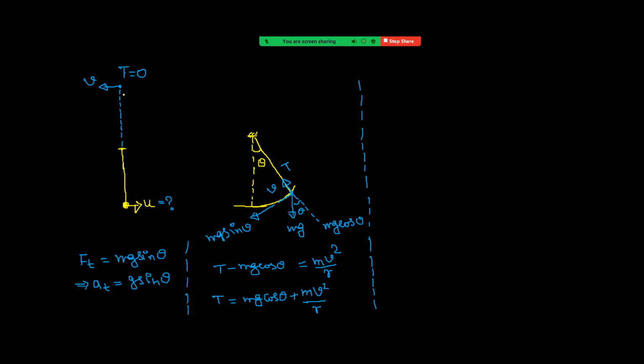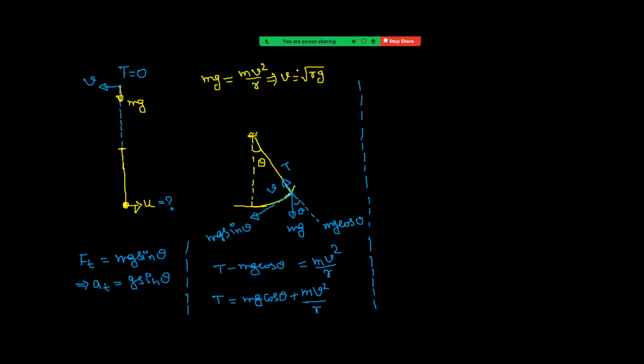Forces that are acting on the particle. Tension is zero. Now only one force is acting, that is mg, which is downwards. That means now mg provides the centripetal force. Therefore mg is equal to centripetal force, which is mass into acceleration, mv square by r. That implies v value is root of rg.